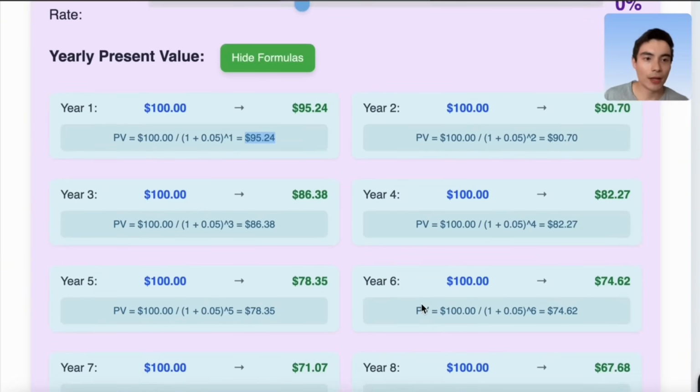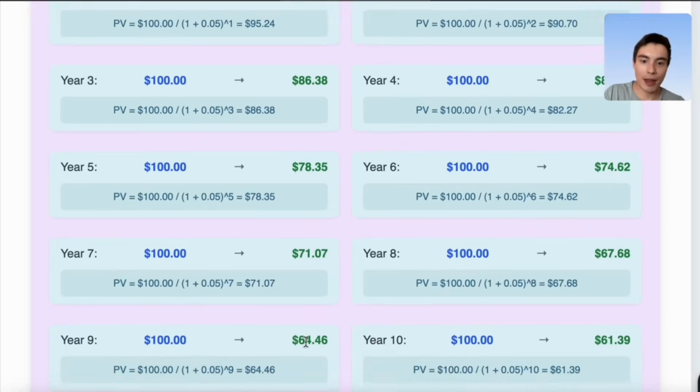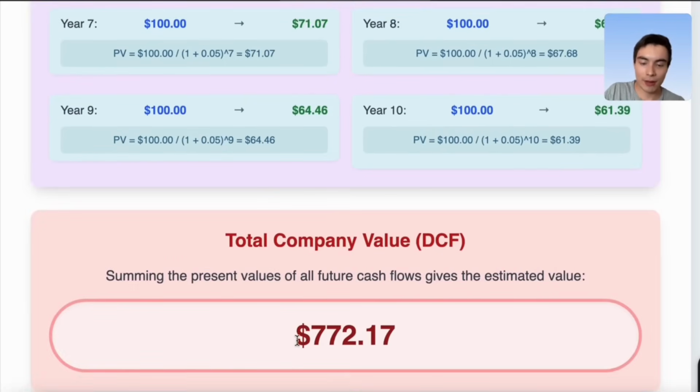So how do we calculate the present value? We calculate the discounted cash flow, which is this number for each year, and then we sum everything up. So we add this plus this plus this plus this, and so on, and you get a company value of $772. That's the value of this lemonade stand. So not $1,000, but $772.